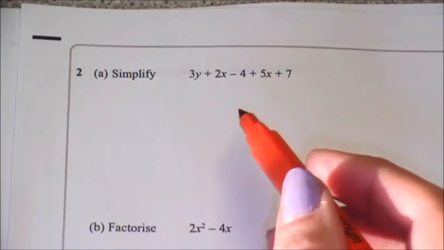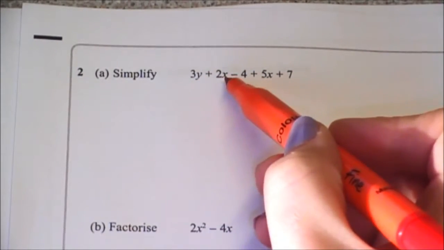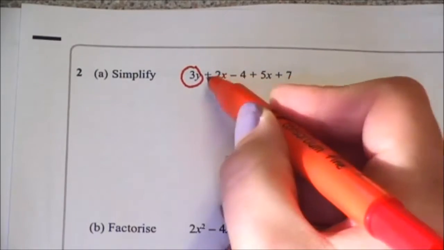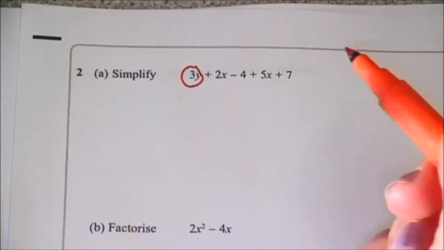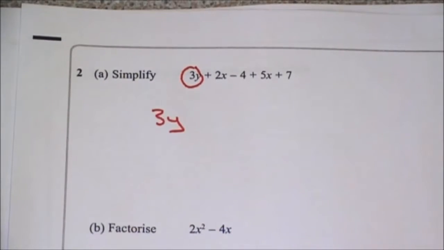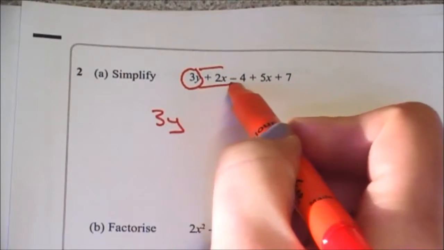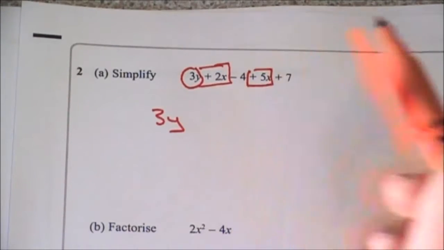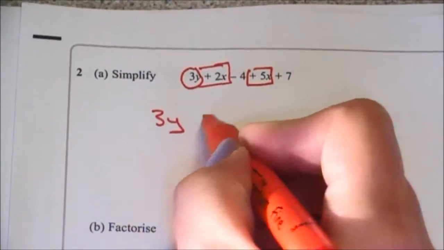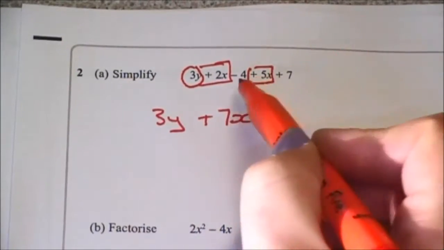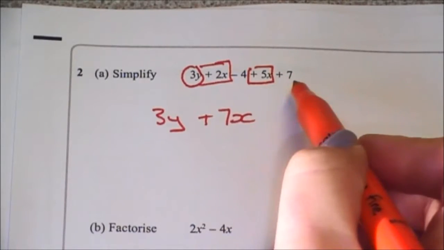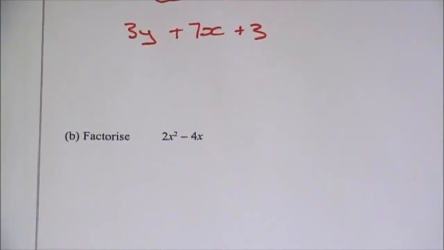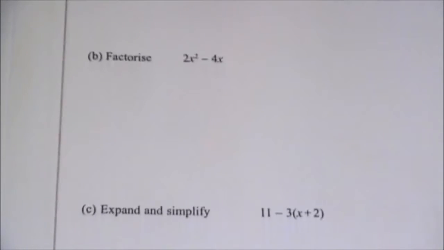Question 2a, simplify. And they've given you some y terms, some x terms, and some numbers without letters. So I'm going to circle my y terms, including any signs before the numbers, but there's only one y term. So that's 3y. Then I'll put a box around my x terms, including the sign, so that's a positive 2x. That's a positive 5x. So together I've got positive 7x. And then I've got a negative 4, add 7, which is going to give me positive 3. That's just a 1 mark question, so you get 1 mark for getting it correct.